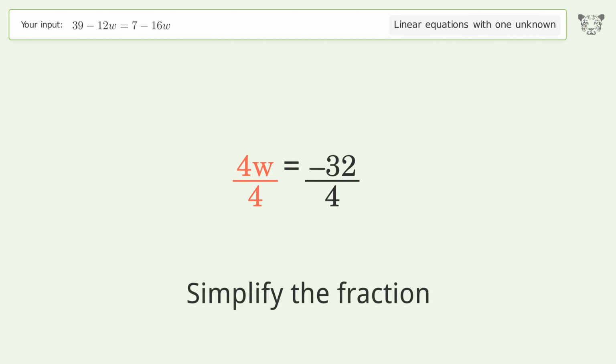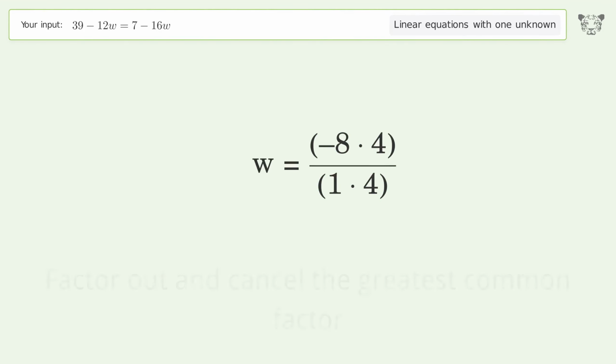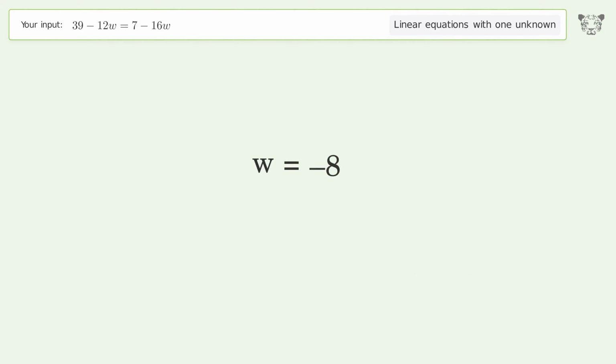Simplify the fraction. Find the greatest common factor of the numerator and denominator. Factor out and cancel the greatest common factor. And so the final result is w equals -8.